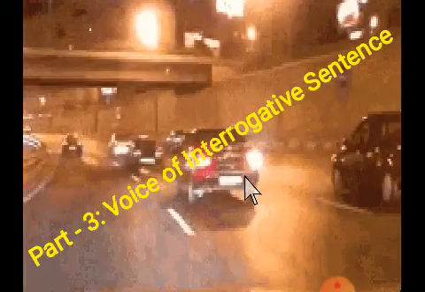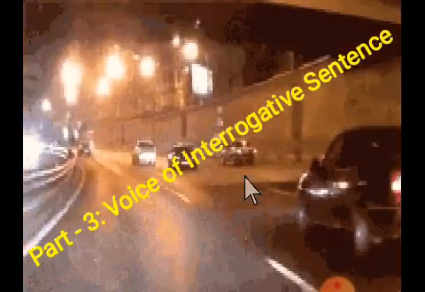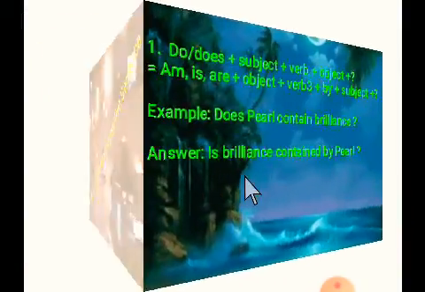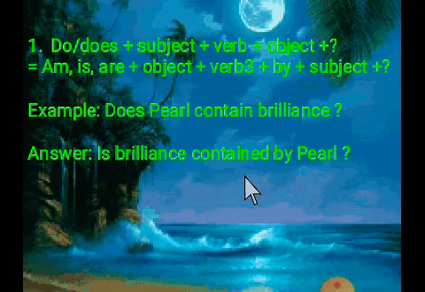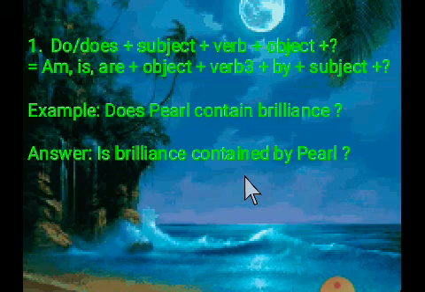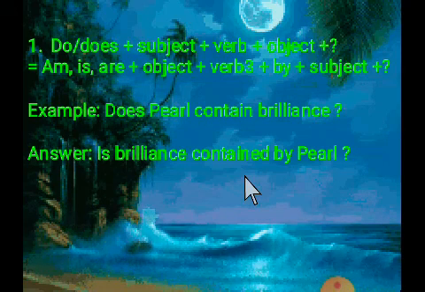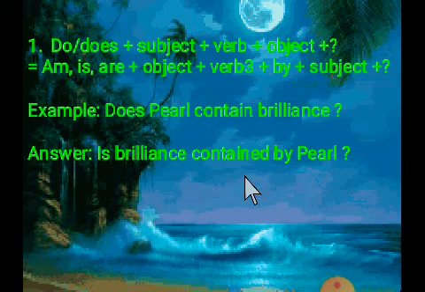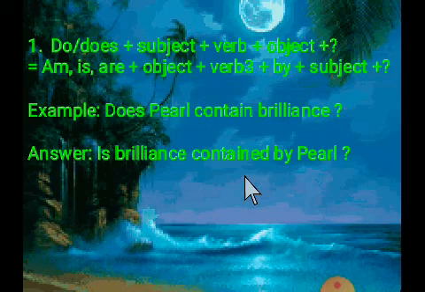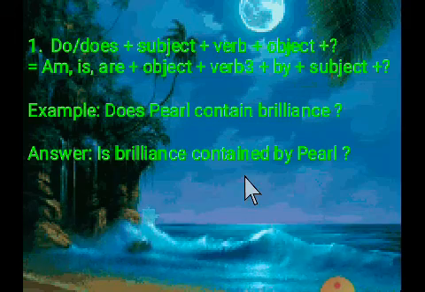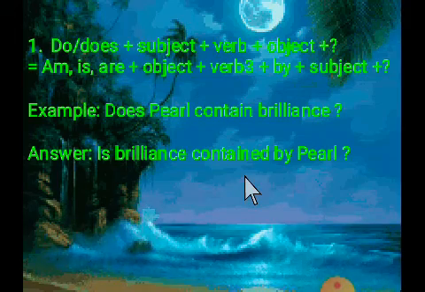Part 3. Voice of interrogative sentence. Do or does + subject + verb + object = am, is, are + object + verb 3 + by + subject. Example: Does Paul contain brilliance? Answer: Is brilliance contained by Paul?